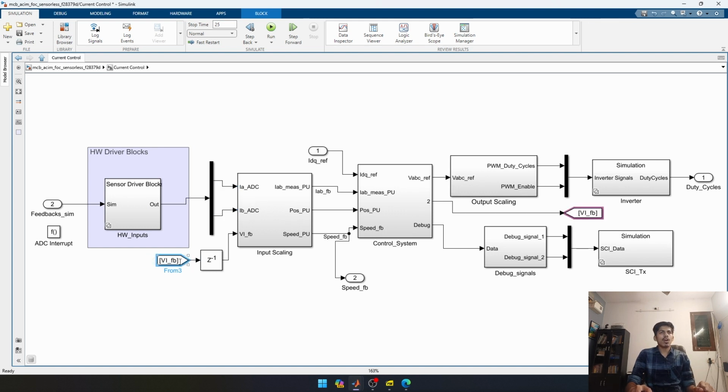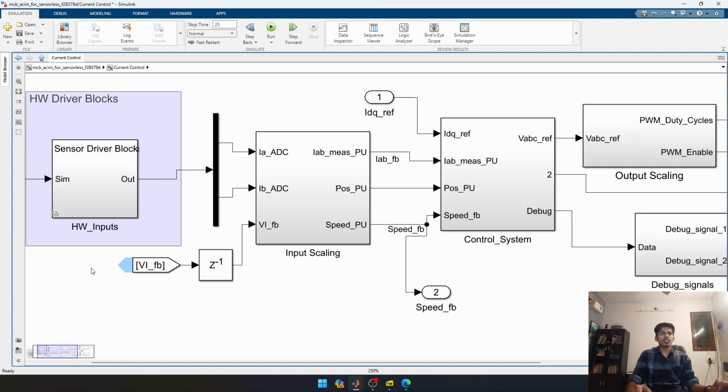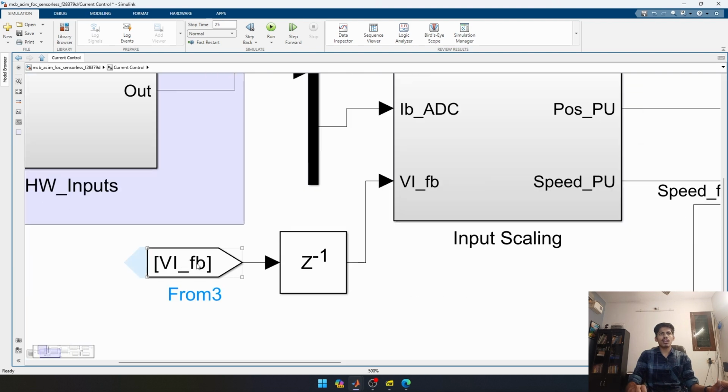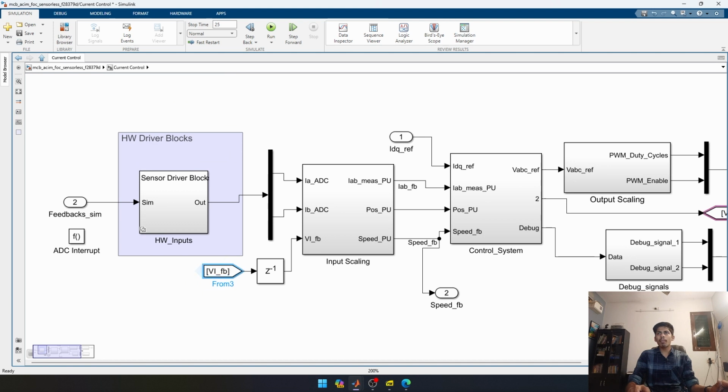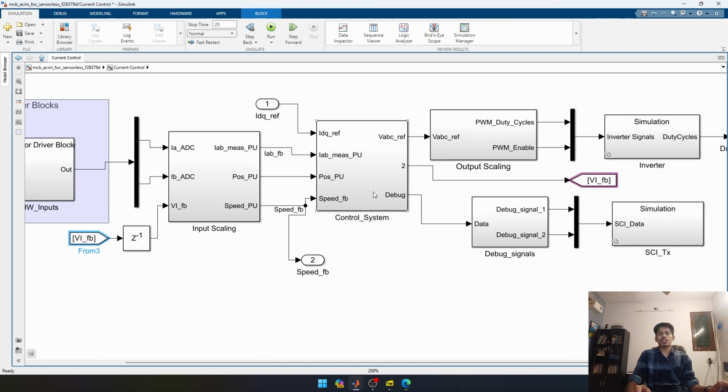Inside this block, we are going to do processing on the current we just received. We are going to subtract the offset, and mainly we are doing the position and speed estimation inside this block. You can see this VI feedback. VI stands for voltage and current feedback. It is coming from this control system, which we will take a look at in the next video.